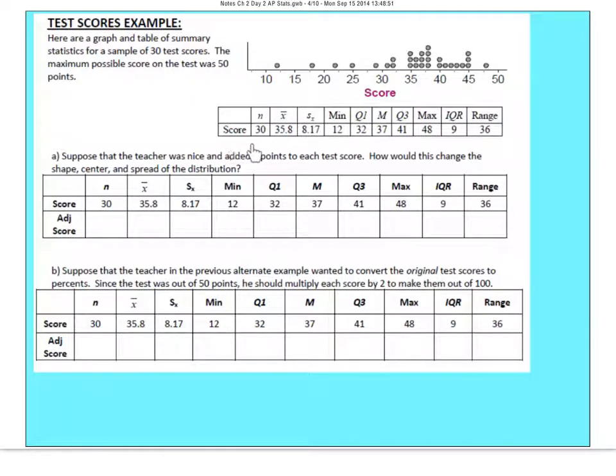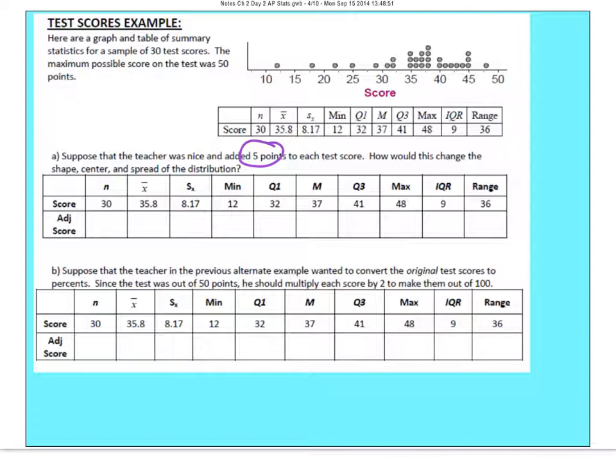This is the original statistics from these 30 test scores. So we see that there are 30 pieces of data, that's N, the class average is 35.8, standard deviation, and other components. It says here, suppose the teacher was nice and added 5 points to each test score. How would that change these components?